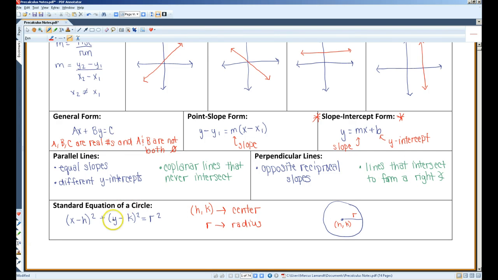Okay, circles. Circles look like this. The standard equation of a circle is this here. (h, k) is the center, and r is the radius. The radius is the distance from the center to the edge of the circle.